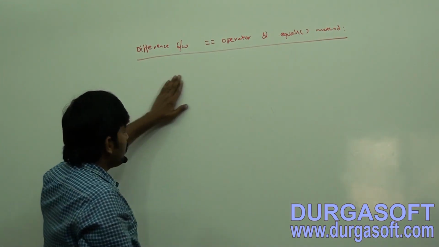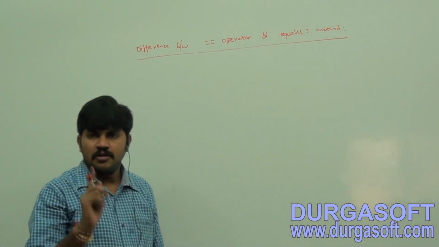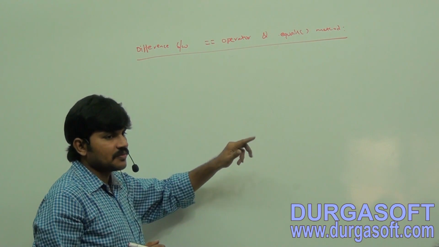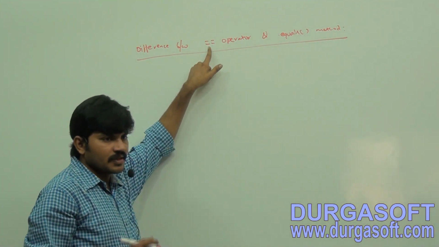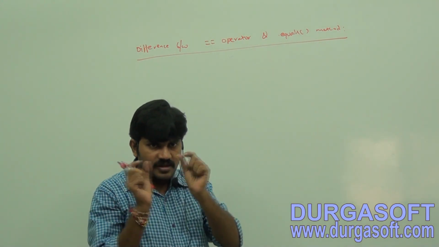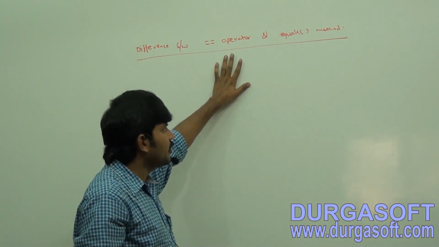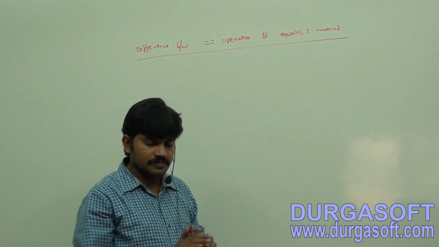This has the maximum chance of being asked in the interview room, because of the similarity in the words. What is this one? Equal operator. What is this one? Equals method. Very important question for the interview room. What is the difference between the double equal operator and the dot equals method?